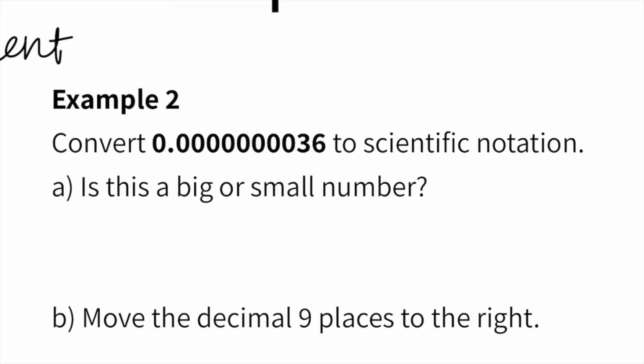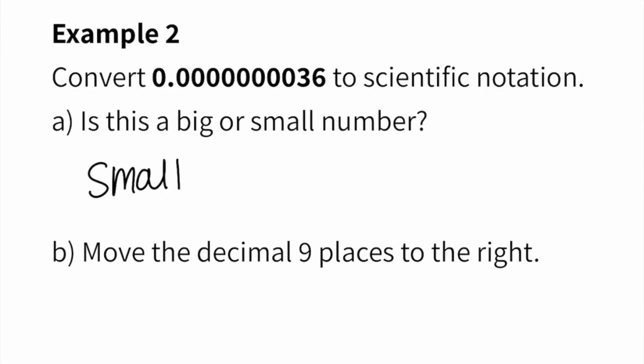All right, this next one we have 0.000000036. And the first question is, is this a big or a small number? It is a small number. And that means our exponent will be negative.